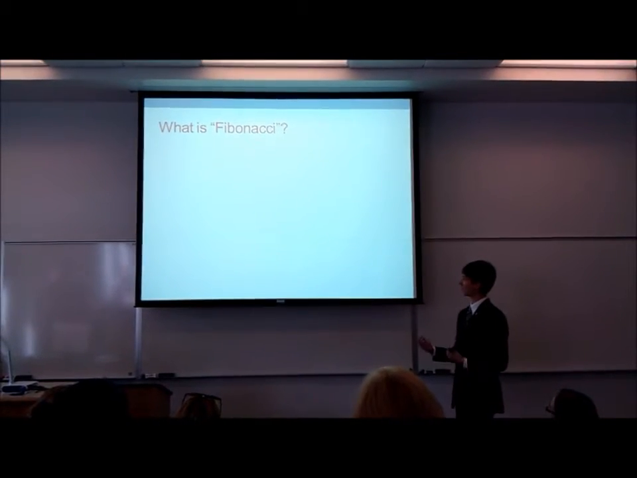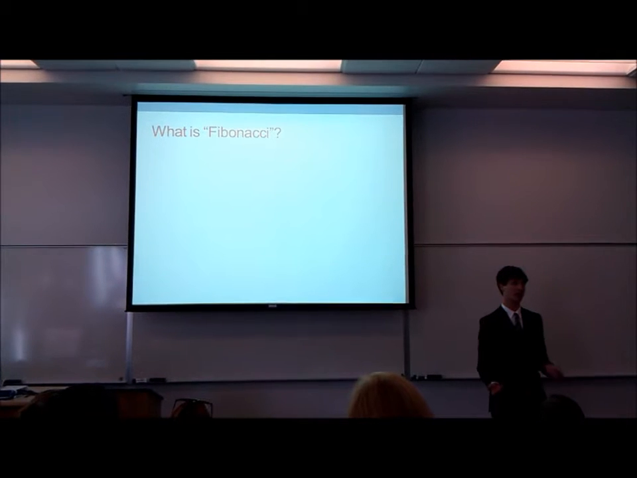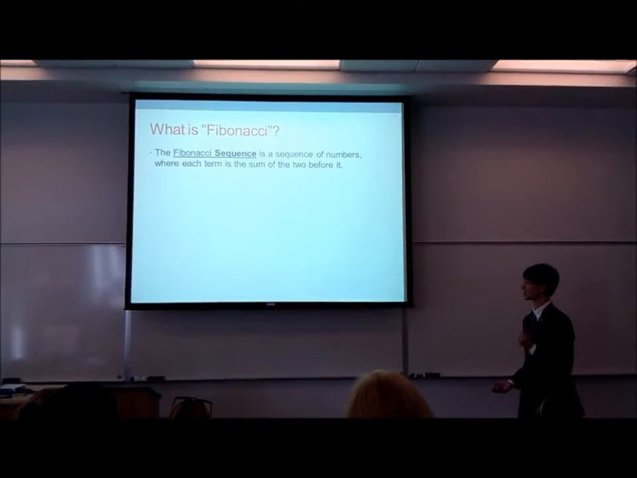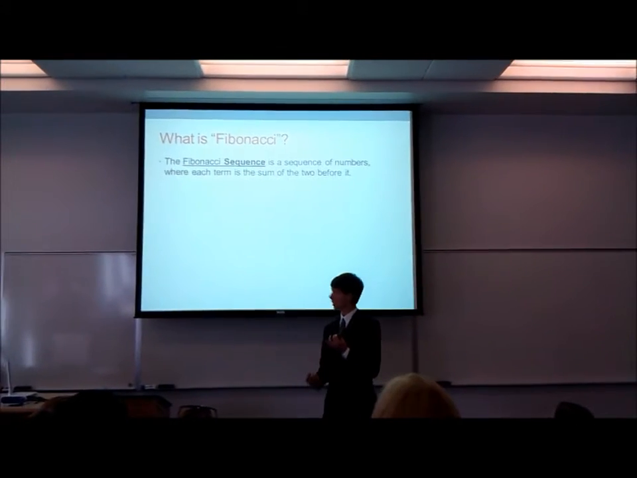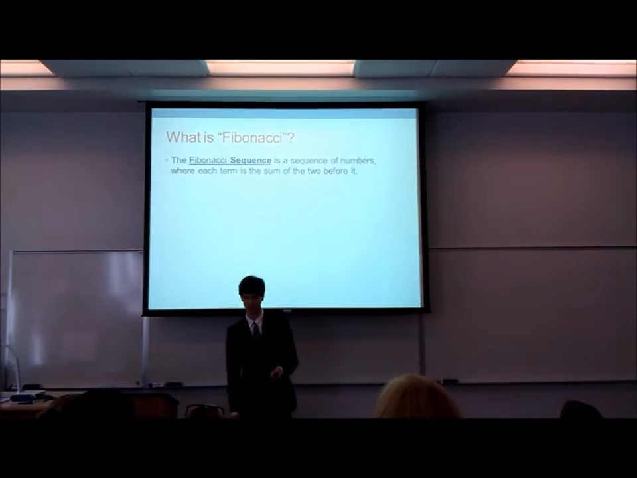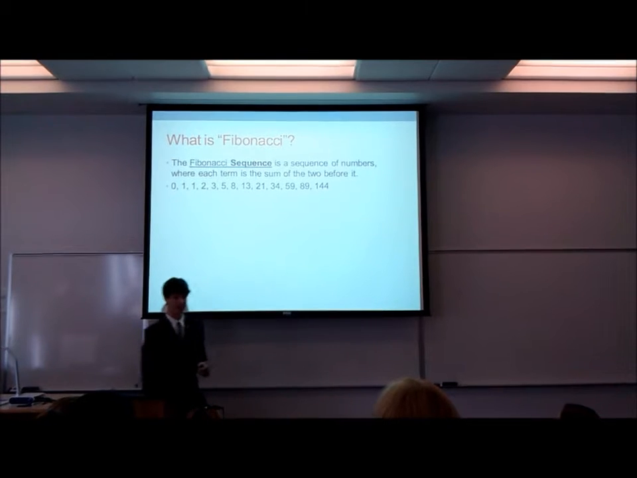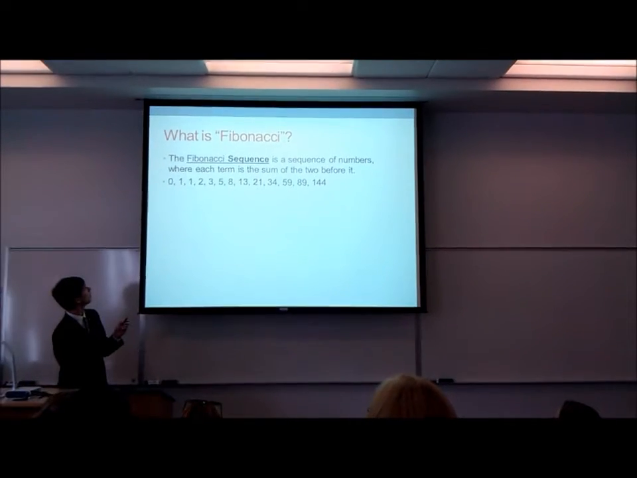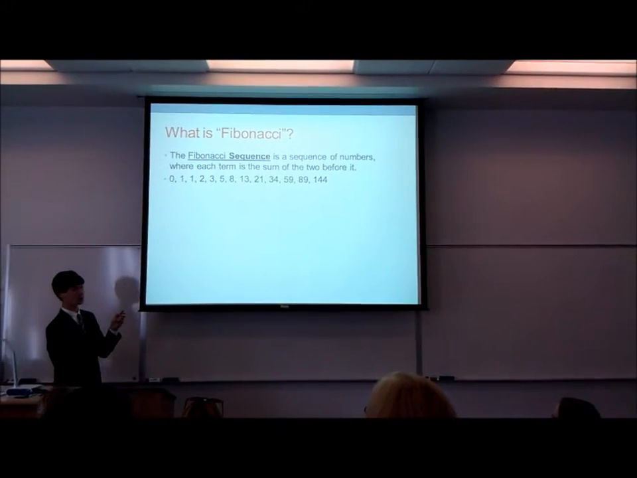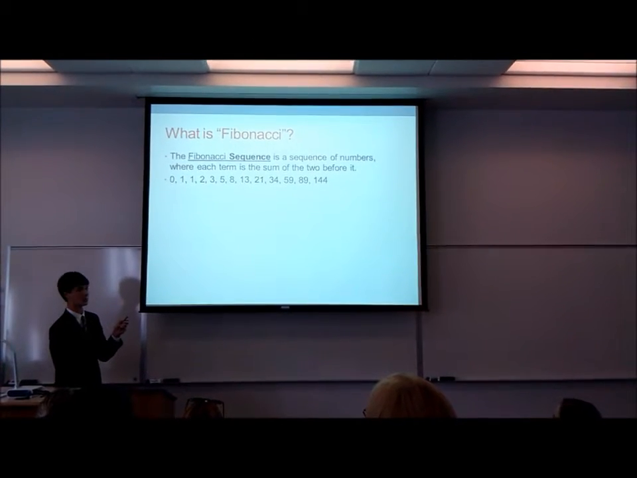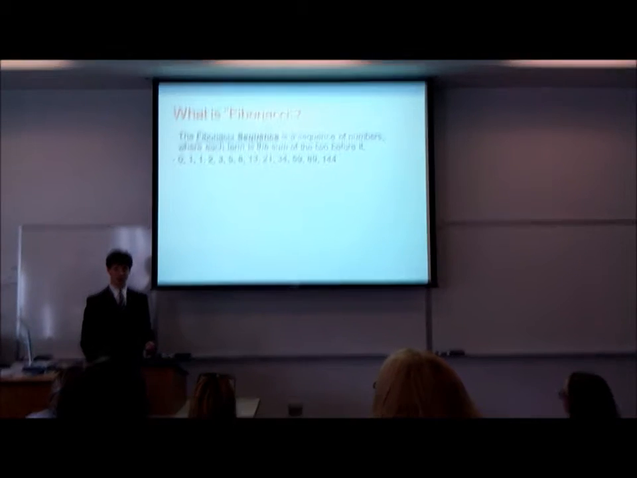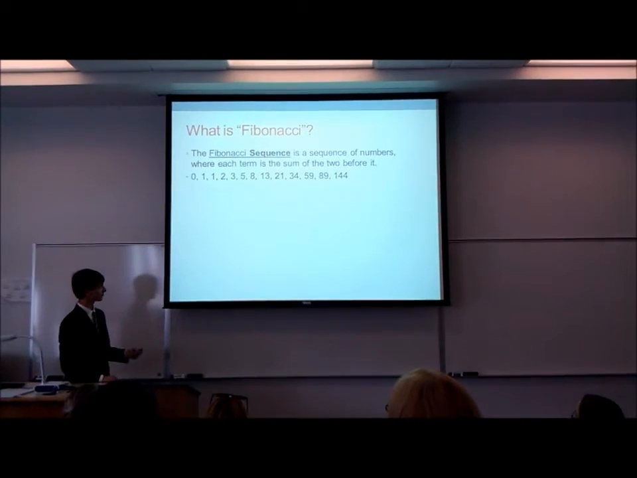Now, what's Fibonacci? Or maybe more accurately, what is the Fibonacci sequence? The Fibonacci sequence is just a sequence of numbers where each term is the sum of the two that came before it. As you can see here, we start off with 0 and 1. 0 plus 1 is 1. 1 plus 1 is 2. 1 plus 2 is 3. And so on and so forth, to infinity.